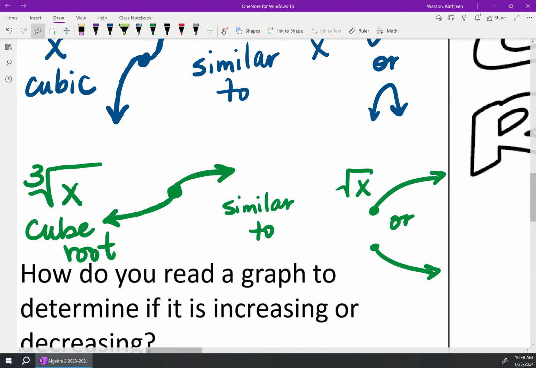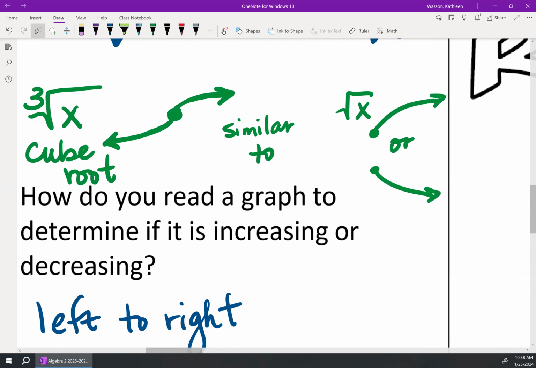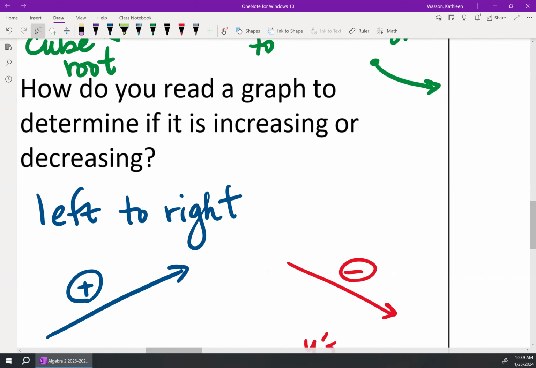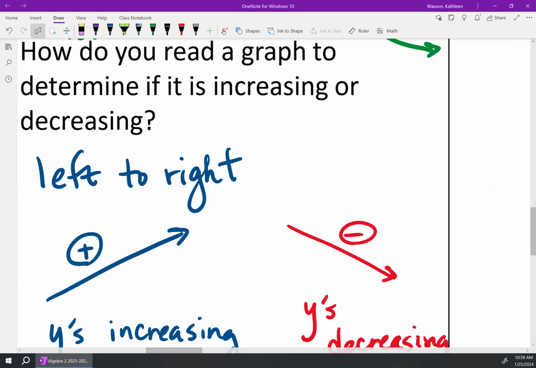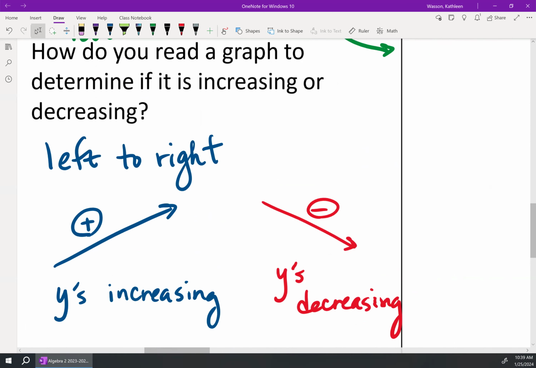And you read a graph to determine if it's increasing or decreasing by looking left to right, just like you read sentences in English. And it's kind of like slope. If the y's increase as the x's increase, that would be a positive slope. That also shows that your graph is increasing. And if from left to right, as the x's increase, the y's decrease, then you have a decreasing graph.